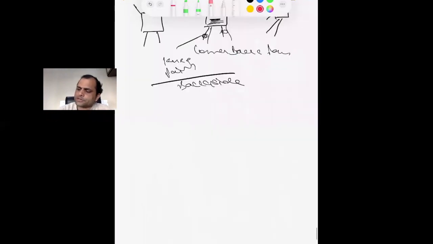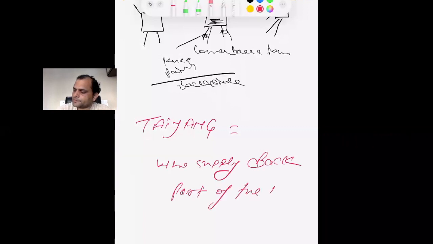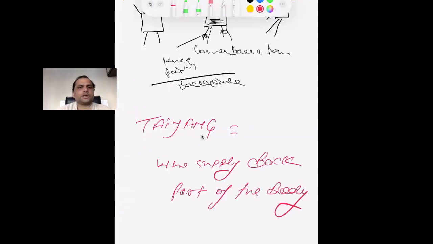So this is the acupuncture language. What is the meaning of Tai Yang here? The meaning of Tai Yang is that which supplies the back part of the body. That is called Tai Yang.